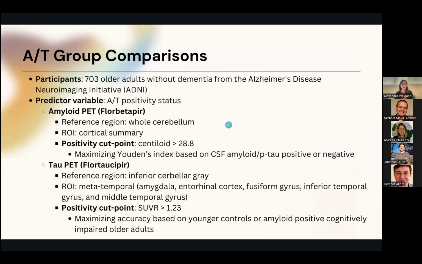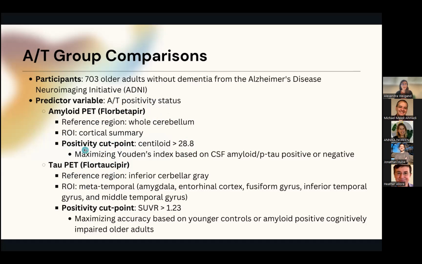For this study, I again used data from the Alzheimer's Disease Neuroimaging Initiative, or ADNI, specifically 703 older adults without dementia. The predictor variable of interest was this AT positivity status group, so which of these four groups they fell into. You can see here the specific processing that was used for the amyloid PET using florbetapir, or I should have put in here, it was actually florbetapir or florbetaben, and these two tracers were combined to maximize the sample size, and tau PET using flortaucipir.